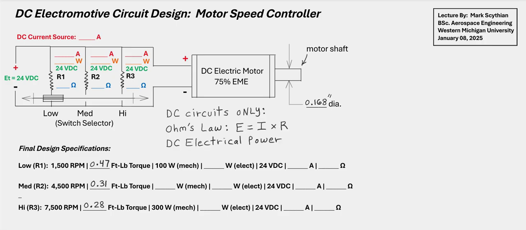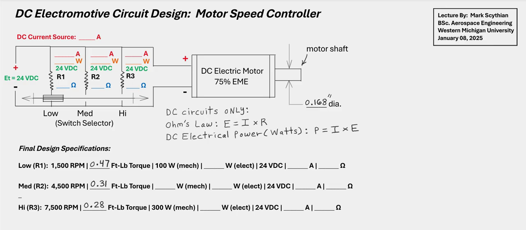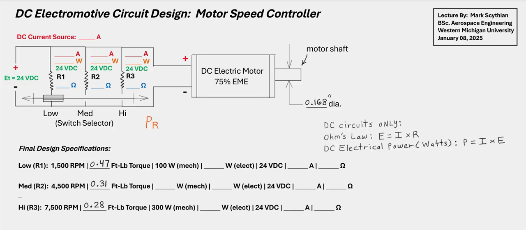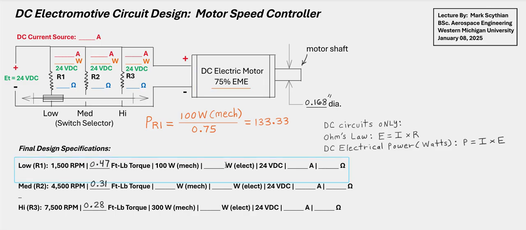So there are 2 equations or formulas we need to use. That's Ohm's law, which says that in a DC circuit the current I multiplied times the resistance R, so amps times ohms, will equate to volts, DC voltage. And then we have DC electrical power in watts, which is simply the I current times E voltage. So based on the output mechanical power, we can divide that by the efficiency, the electromotive efficiency here. So it becomes the reciprocal relationship when we go from the mechanical backwards to the electrical.